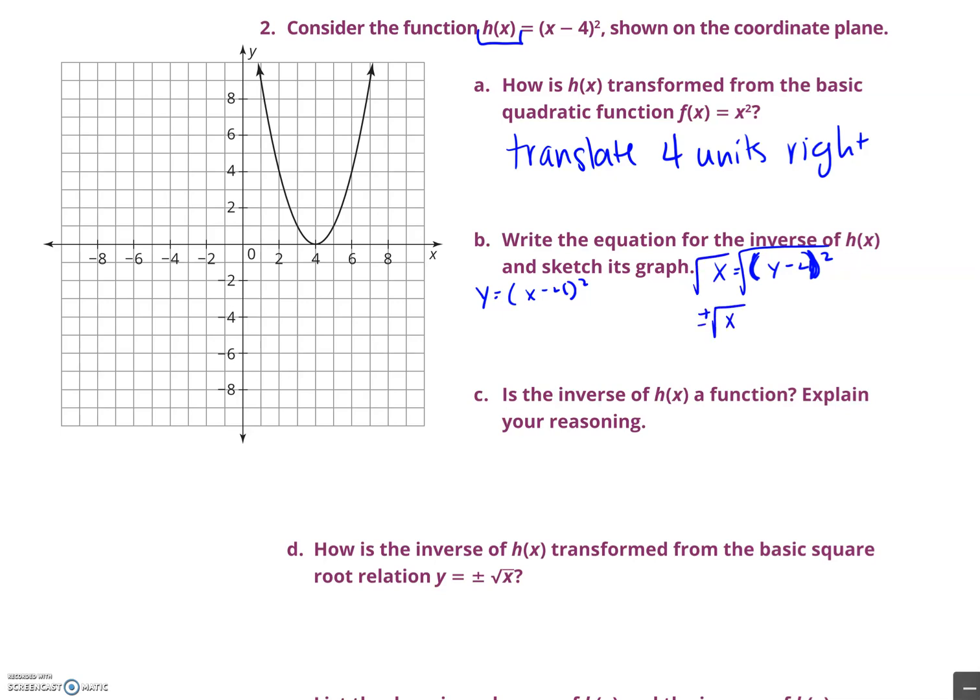So I have plus minus x equals y minus 4. Now I can add the 4 over. And so I have plus minus the square root of x plus 4. And make sure that that plus 4 is noticeably outside of the radical. It is not underneath that radical. Again, if you don't like your y on the right hand side, which I don't, I'm going to rewrite it.